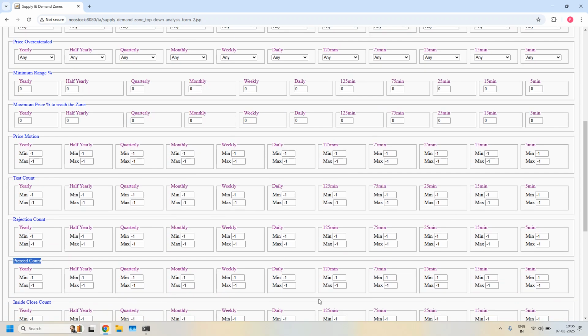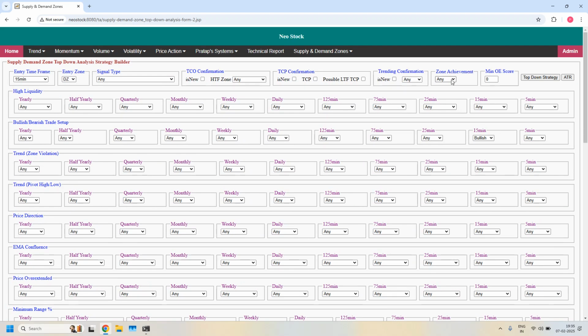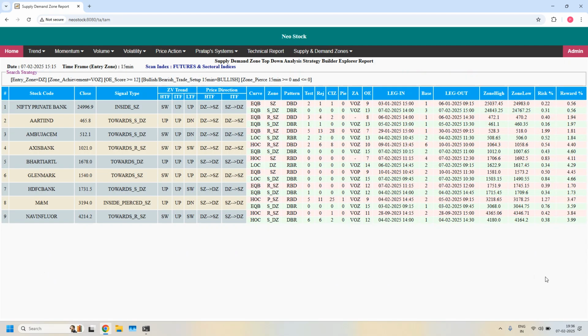So in the pierced count at 15 minutes time frame, I am setting minimum value 0, maximum value 0. That means 15 minutes demand zone should not be pierced. Zone achievement violated opposing zone, minimum odd enhanced score 12, and all the 3 filters are applied to 15 minutes demand zone. So with these filters we got 9 stocks.